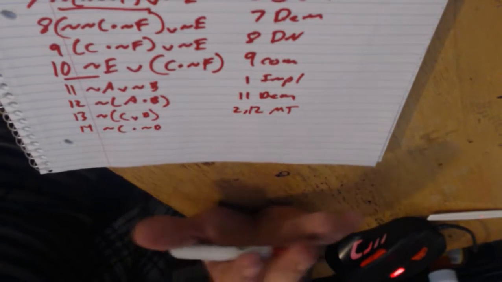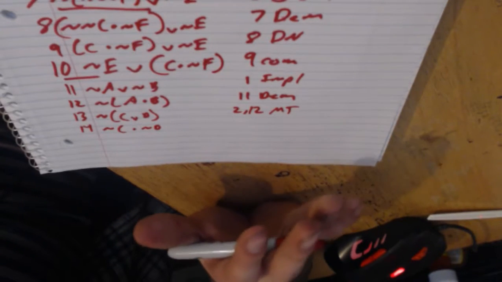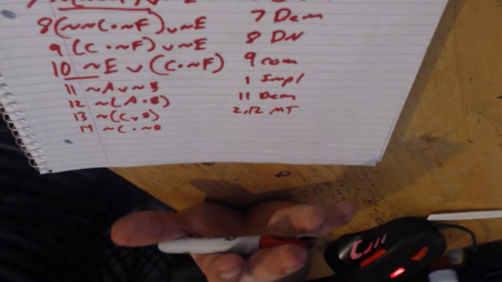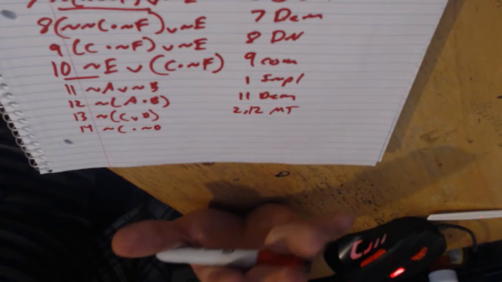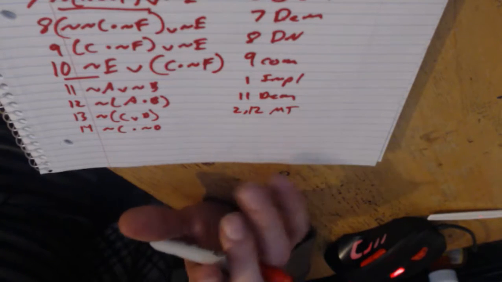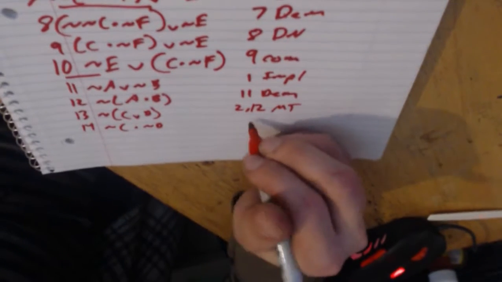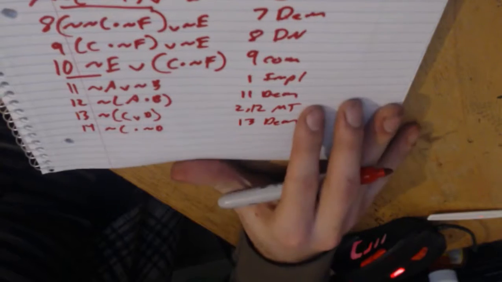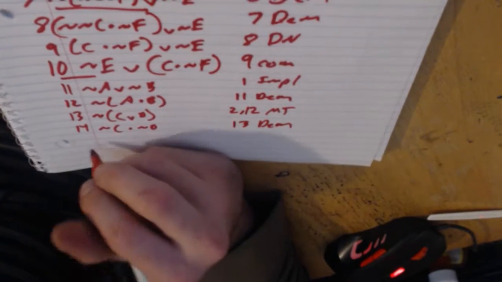Now again, while I was doing this proof, I didn't really know where I was going. I was just trying to do something. And I eventually got somewhere, which was pretty cool. Alright, so now I'm at not C and not D. That was line 13 De Morgan's. Now I want to simplify that down to just not C.